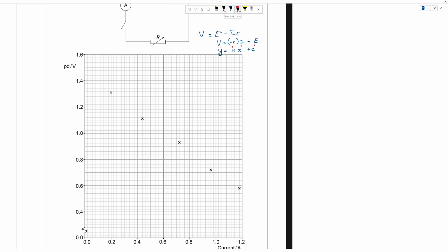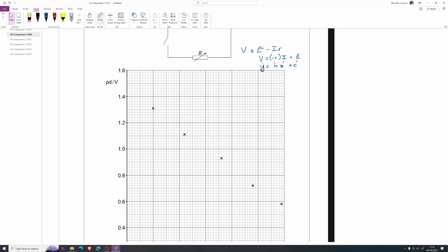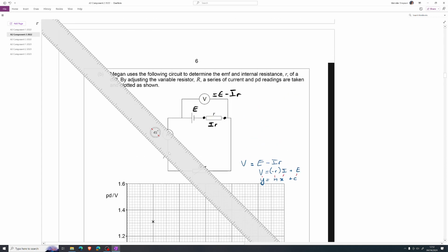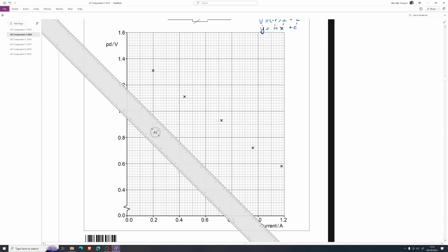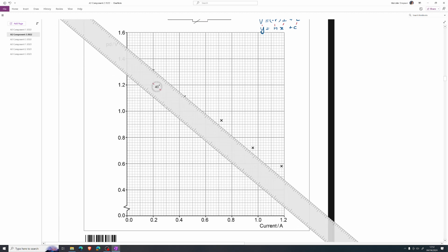So what we need then is a straight line through these points. Let me just whip out the ruler. Where do I get the ruler from? There it is. And I'll try my best. This is always a little bit fiddly using an online version.